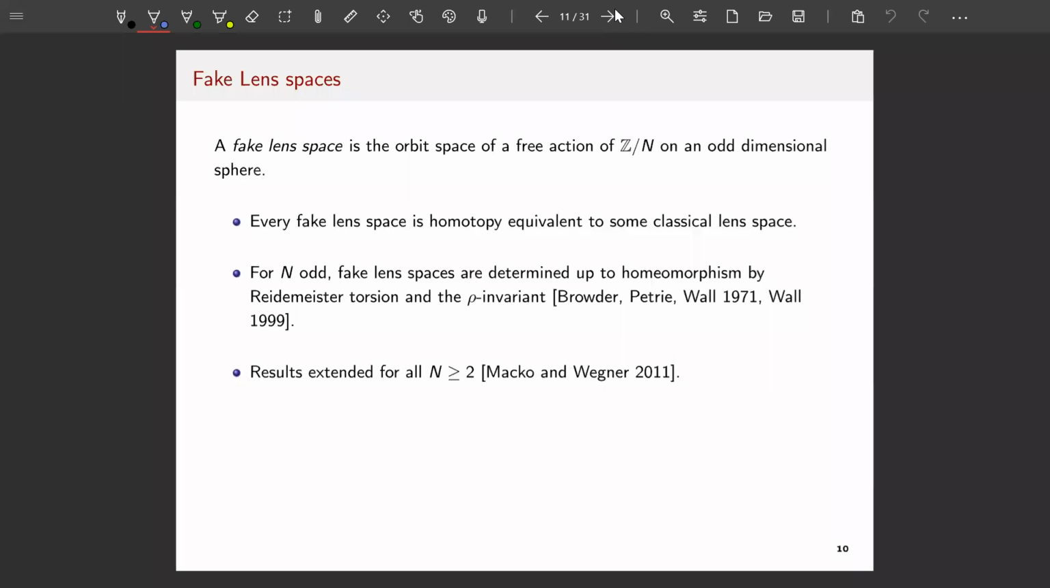The results can be extended to even n as well. And you need some additional invariants for that. And those are known as the splitting invariants.